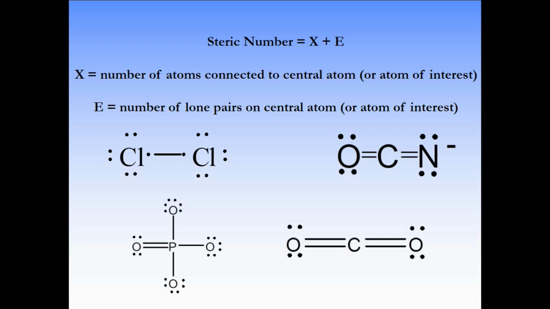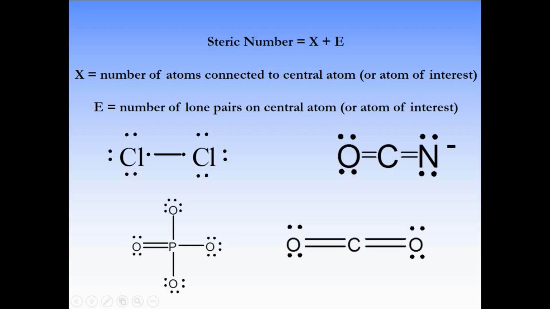The other oxygens, however, we would calculate a steric number of 4 for those, because all of those are attached to one other atom, the phosphorus, but they all have 3 lone pairs. So the other 3 oxygen atoms would have a steric number of 4, in contrast to the oxygen that's doubly bonded to the phosphorus, which has a steric number of 3.